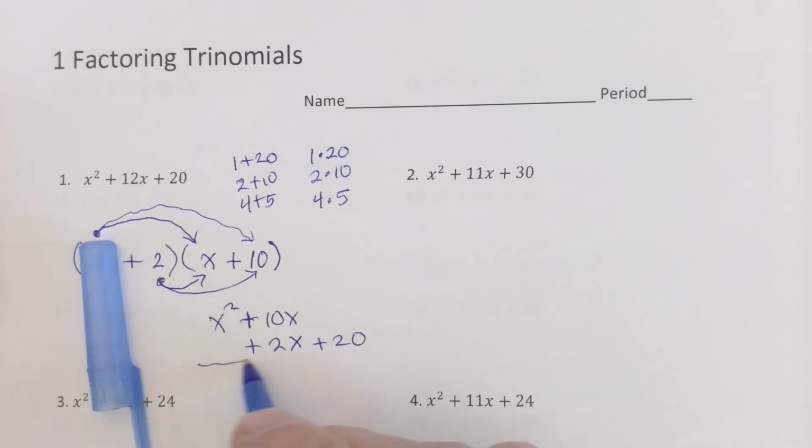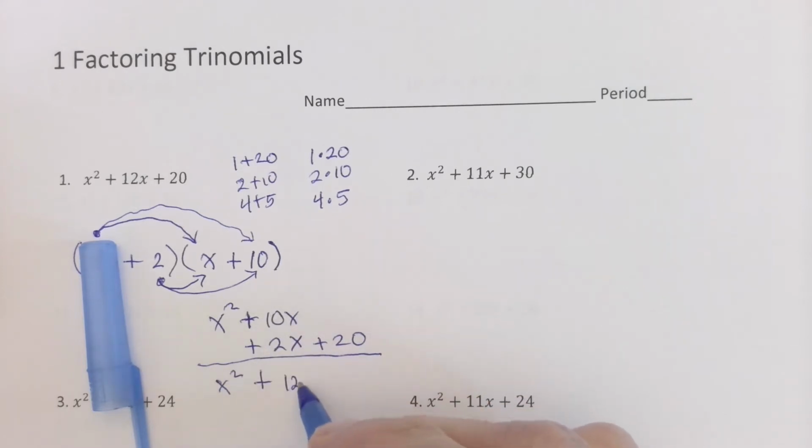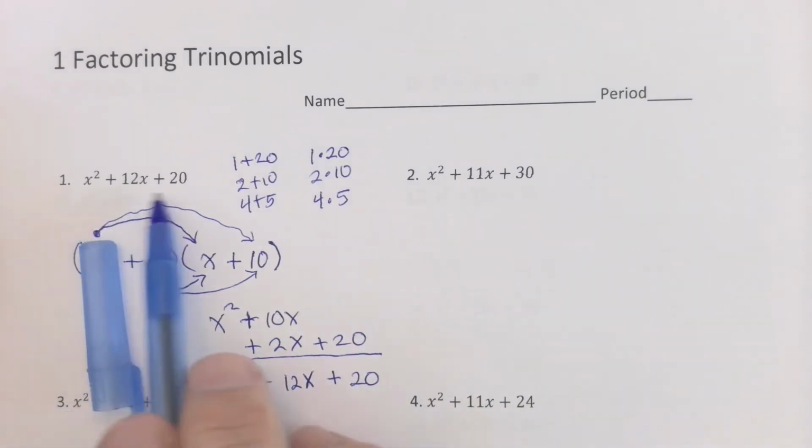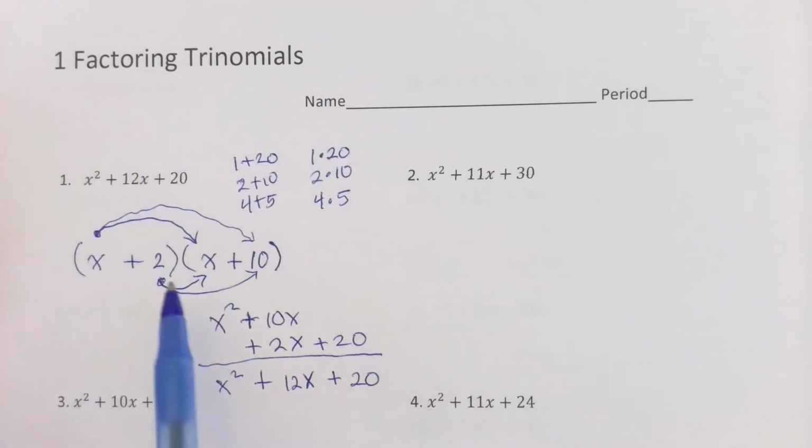And then when you total these columns, in the x squared column, there's just x squared. In the x column, 10 plus 2 makes 12, and the power does not go up. It's still an x, not an x squared. And then in the constant column over here, you get 20. Well, we were able to get back to where we started, so we must have factored it correctly right here.